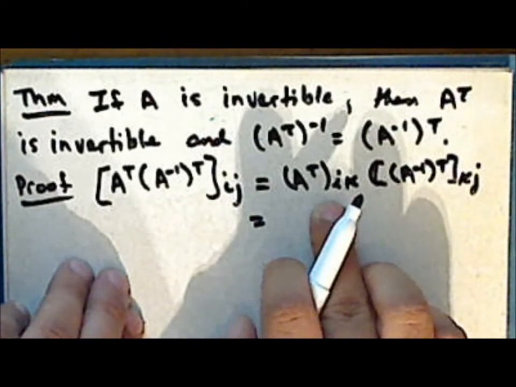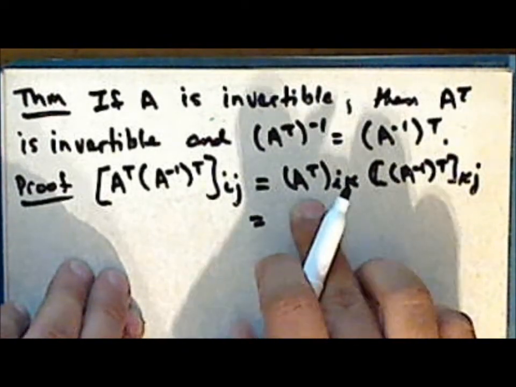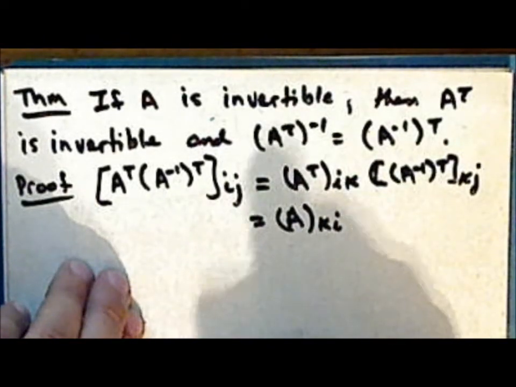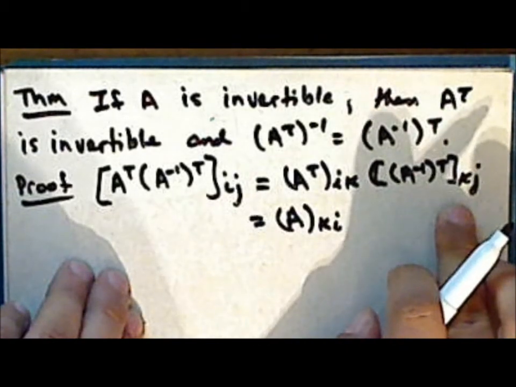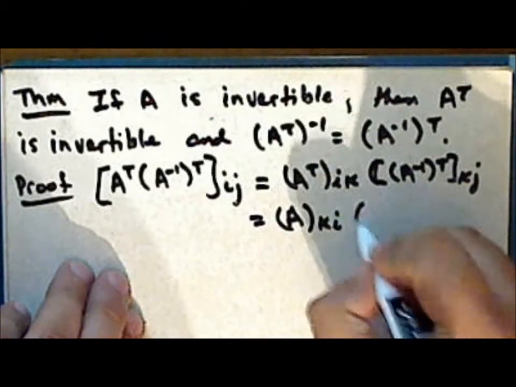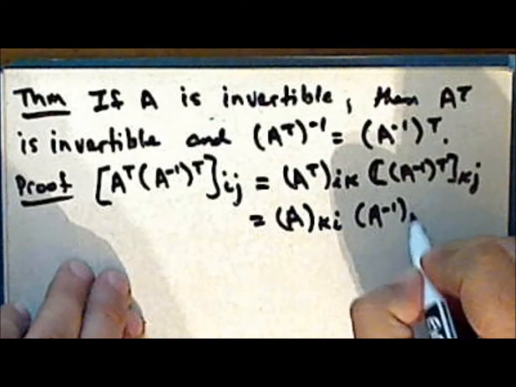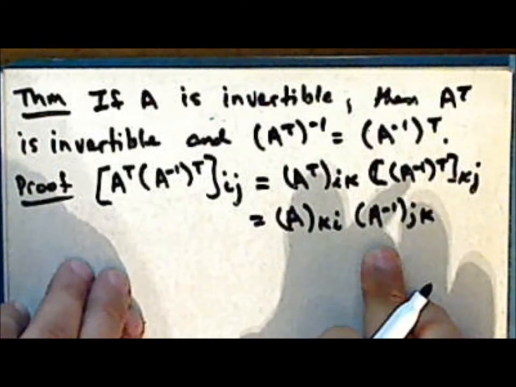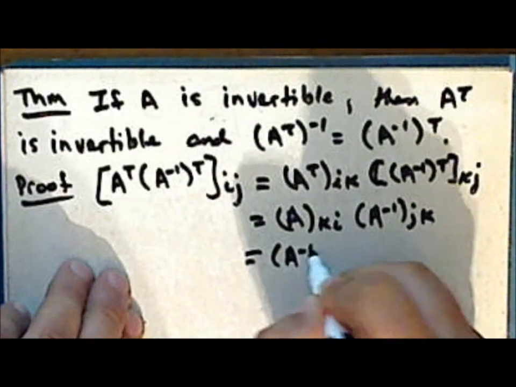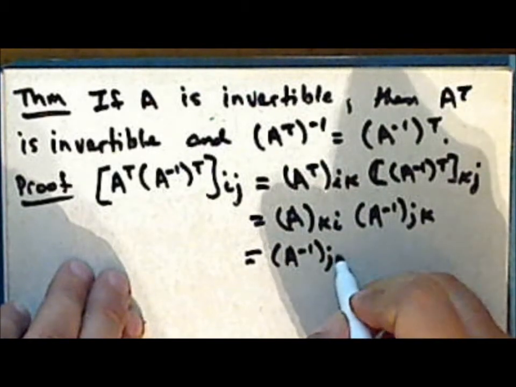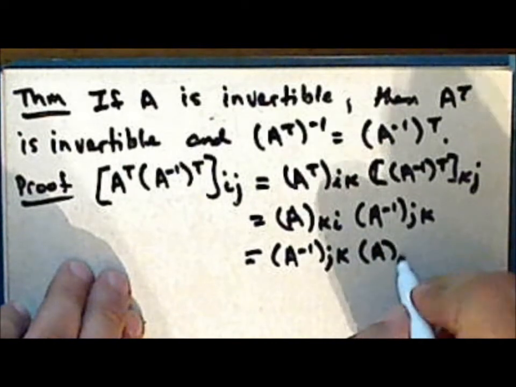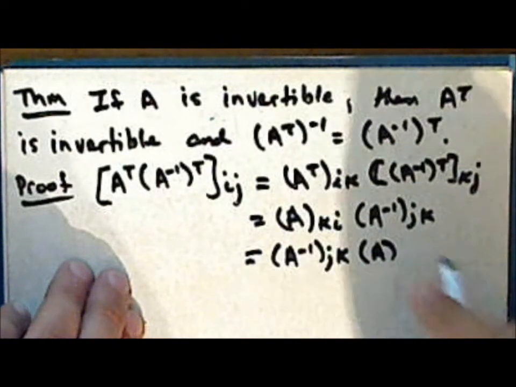So the component in row I, column K of the transpose of A is the same as the component in row K, column I of the matrix A. And the component in row K, column J of the transpose of the inverse is the same as the component in row J, column K of the inverse of A. These are just numbers. We can rearrange them, and so we have A inverse, the component in row J, column K, with the component in row K, column I of the matrix A.